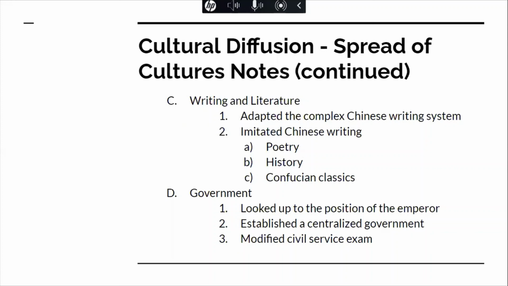The Japanese also took examples of Chinese government. They looked up to the position of the emperor and placed the emperor on a pedestal. Even once Japan entered feudalism, they still kept that figurehead of an emperor, even though he didn't have much power. The Japanese established a centralized government, just like the Chinese had, and they also adapted the modified civil service exam.